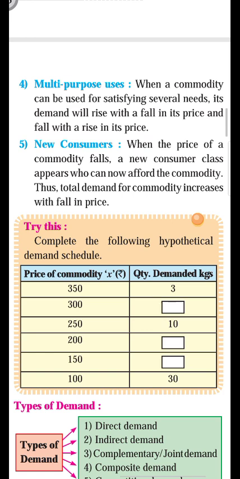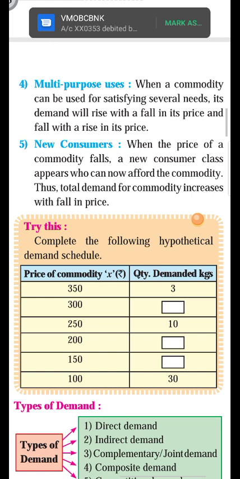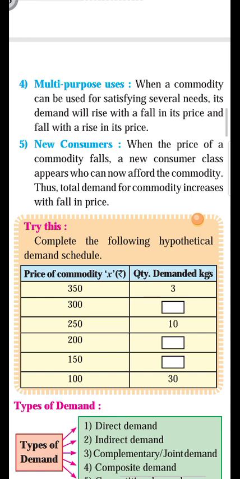So because of multi-purpose uses of the commodity, demand is downward sloping from left to right, because when the commodity can be used to satisfy several wants, its demand will increase. Its demand will increase with a fall in its price, and demand will decrease with a rise in its price. Therefore demand is downward sloping from left to right because of multi-purpose use of a commodity.